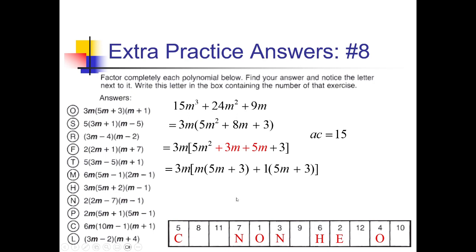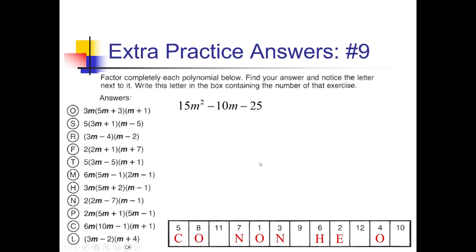So factoring everything now for my last step, I've got the 3m that I took out in the beginning. I've got this common factor of 5m plus 3 that I can take out of everything. And then this m plus 1 leftovers gets its own parentheses. Going over to the left to see where I got all that, that's actually the very first letter, O, so 8 is an O.